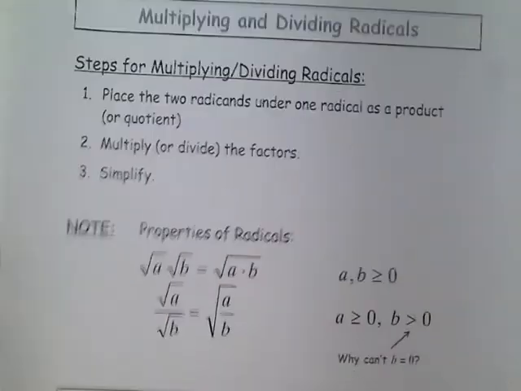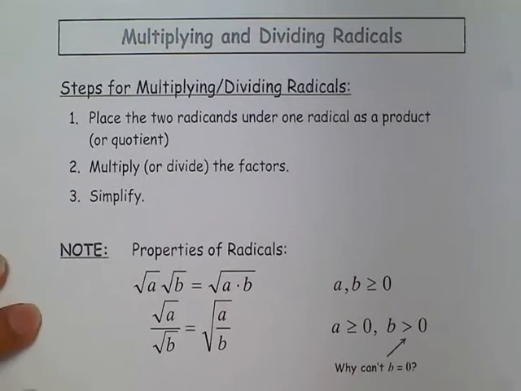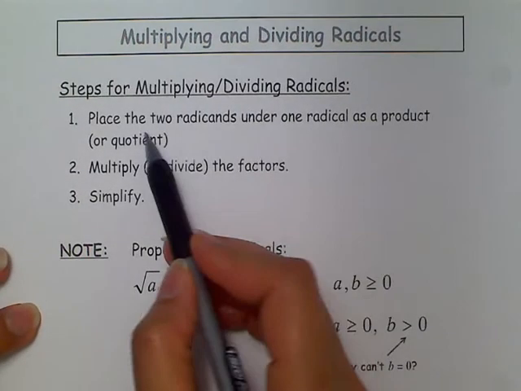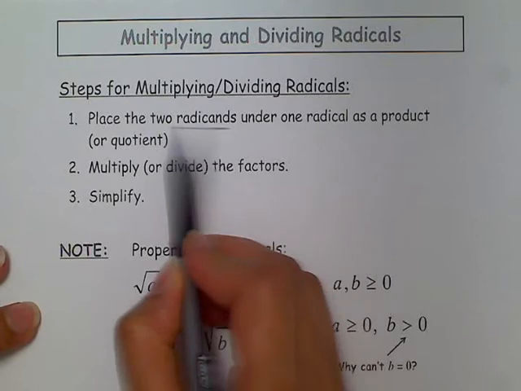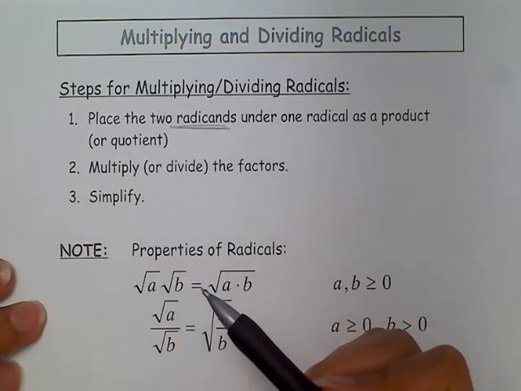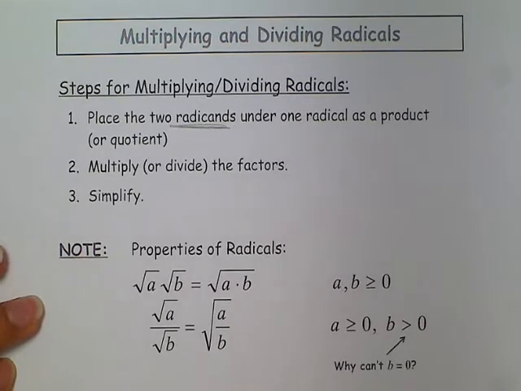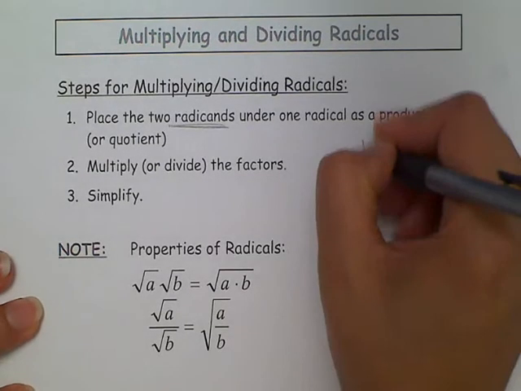Okay, the next thing we're going to look at is some steps for multiplying and dividing radicals. So that's the next part. So multiplying and dividing radicals. The steps you would take to multiply and divide radicals is that you would place the two radicals under one radical sign as a product or quotient depending on what the operation is. Then I would multiply or divide the factors depending on whatever the operation is.